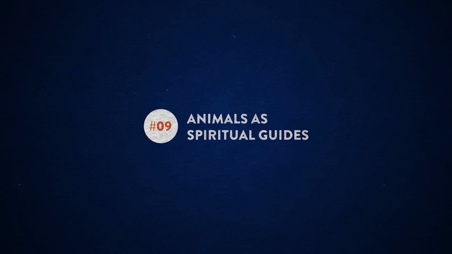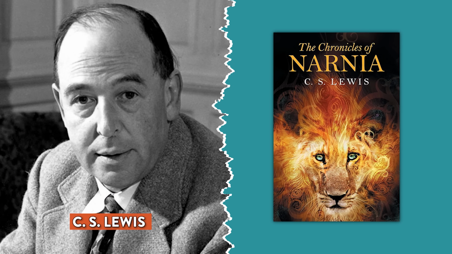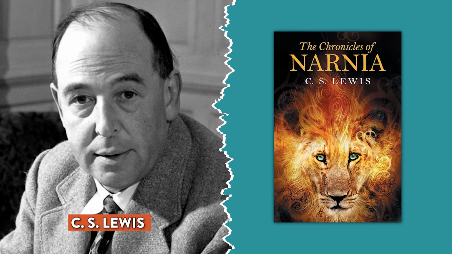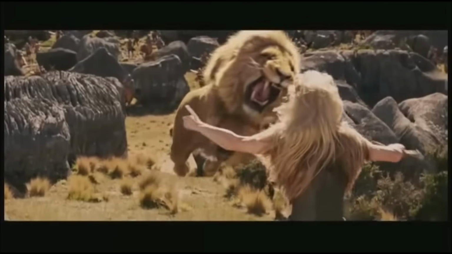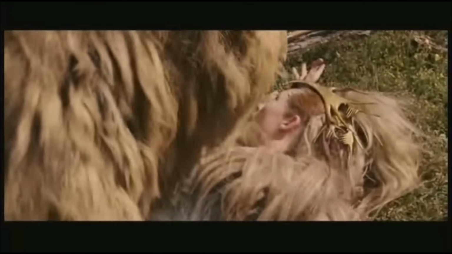Now let's get to number 9, which is animals as spiritual guides. Animals quite often are more than mere animals. They can rise to the level of representative of some sort of spiritual reality. An obvious example of this would be in C.S. Lewis's Narnia series. You have the character of Aslan, who's a lion, and he's very obviously a Christ figure, to the point where he ends up being sacrificed as a substitute to save one of the human characters.